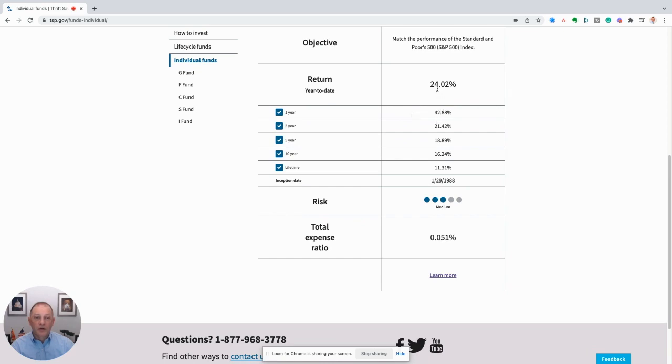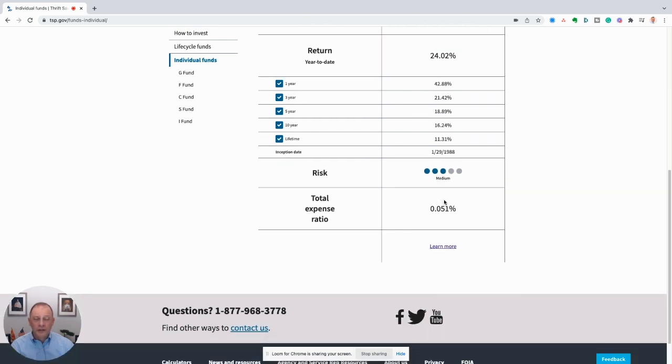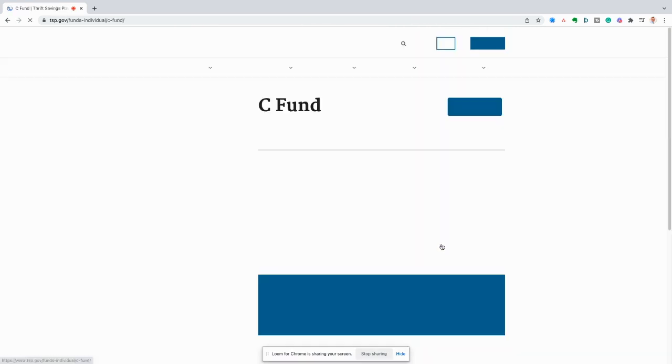But you can see year to date, 1 year, look at that, 42, almost 43%. And then lifetime, 11.31. Now, I did mention just over 11%. On the 25 years, it's about 11.1%, but this goes all the way out to 1988, so a little bit longer than that. Risk, medium risk. I think that actually should be a little bit higher. It is a U.S. equities portfolio, so there is a little bit more risk. I wouldn't normally classify this as medium, but they do. Total expenses, and we know the TSP funds are relatively low cost.